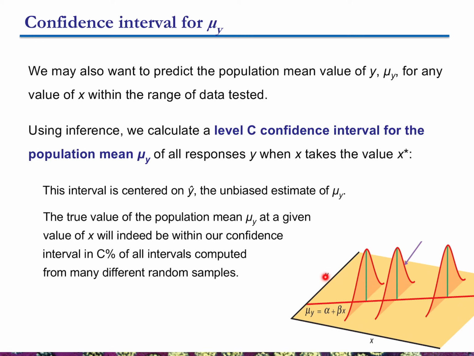And that predicted value of y is an unbiased estimate of our population mean response. The true value of the population mean response at a given value of x will be within a confidence interval in some percentage of all intervals computed. So if we have a 95% confidence interval, then the mean population response right there would be within that interval 95% of the time. All right?